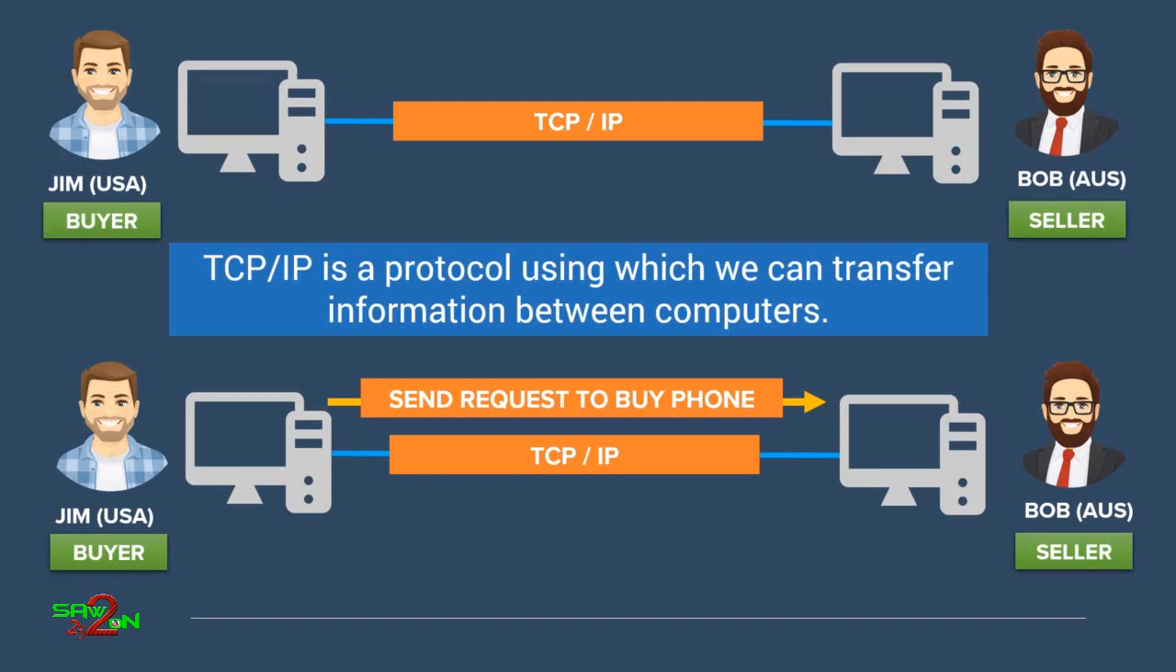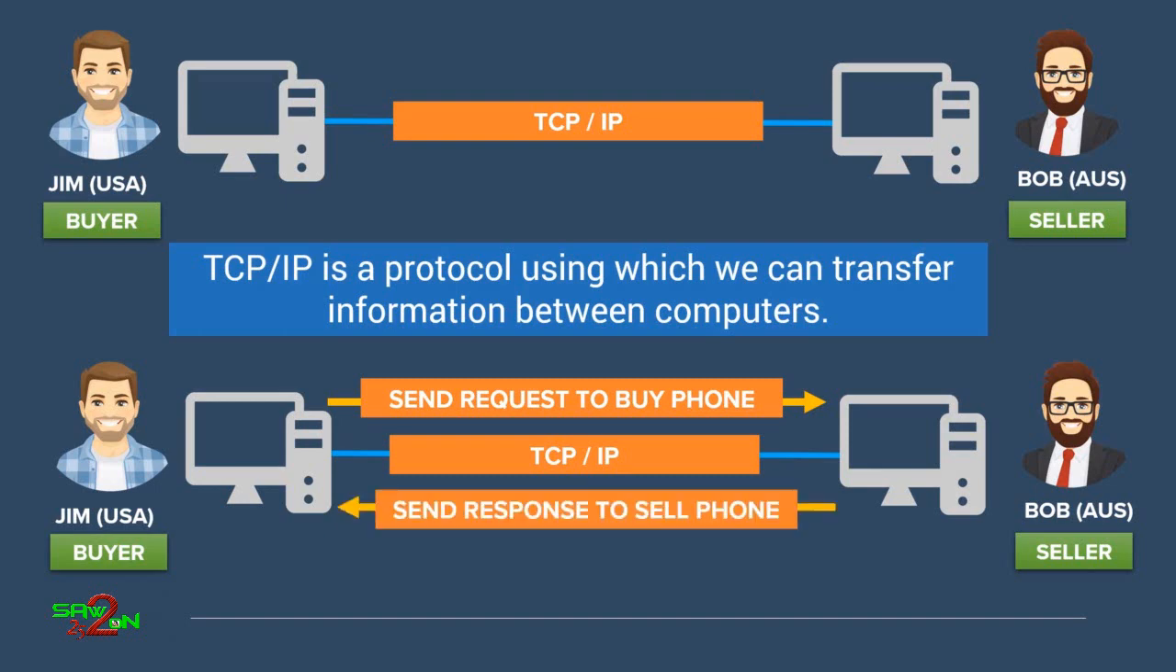Then Bob's PC can respond saying, okay, this is my response and I'm interested in selling my phone to you. So that's the communication happening between the two PCs. And that's how the challenge we saw previously, how Jim can buy a phone and Bob can sell a phone, can be solved via this communication. Okay, so let's understand what a protocol is.